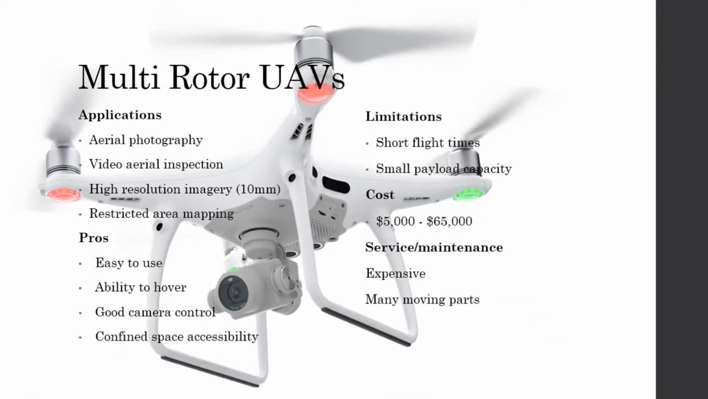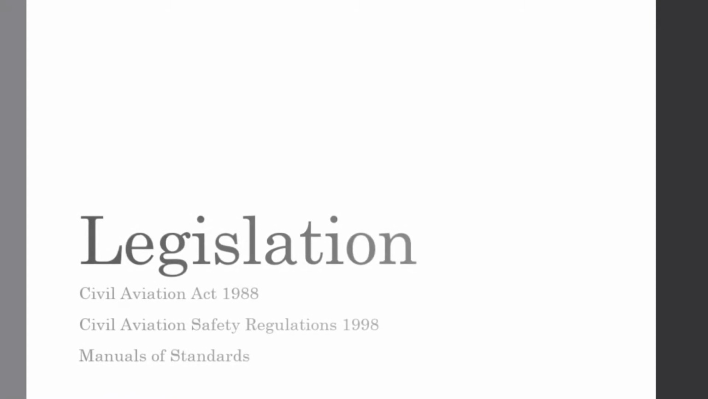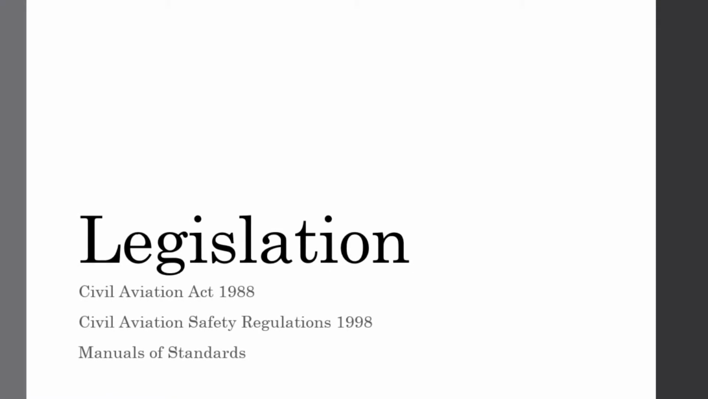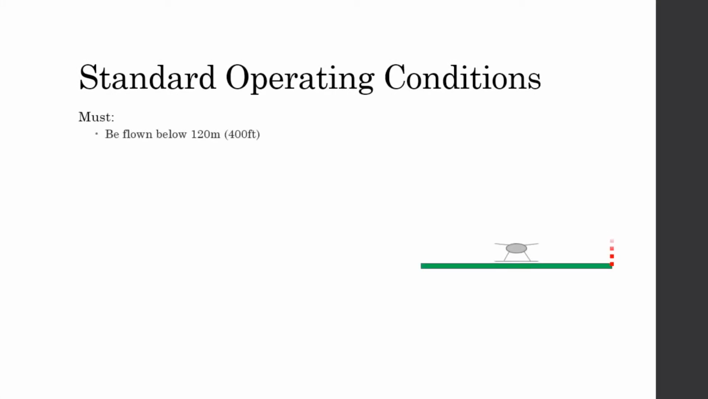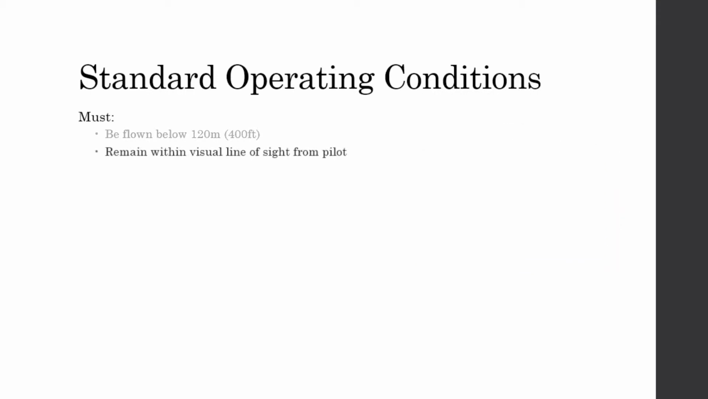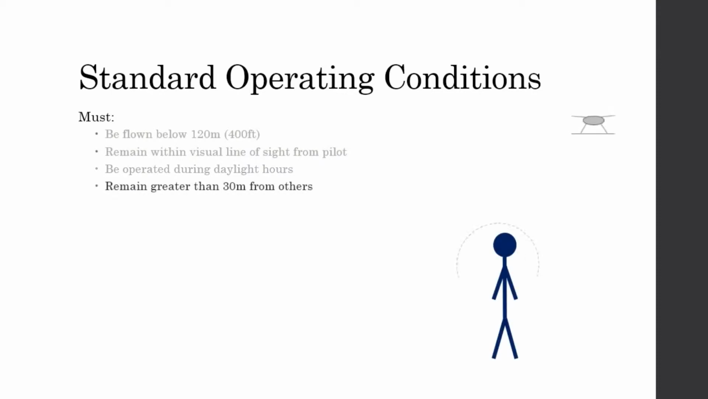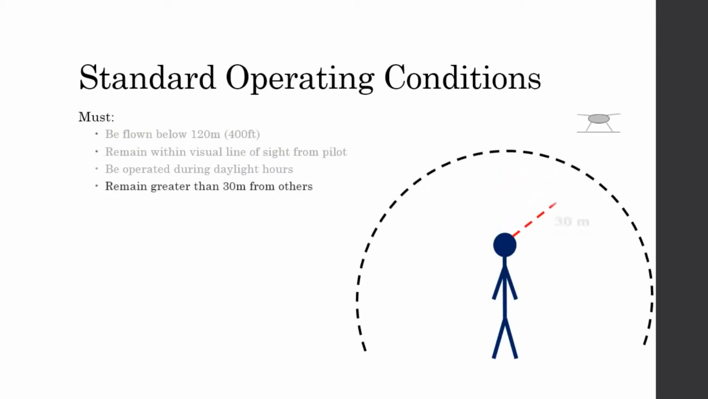The operation of UAVs in Australian airspace is covered by legislation under the Civil Aviation Act, Civil Aviation Safety Regulations, and the Manuals of Standards. All UAV flights must comply with the standard operating conditions. These are: all drones must be flown below 120 meters, must remain within visual line of sight from the pilot, must be operated during daylight hours, must remain greater than 30 meters from anyone not associated with the flight of the UAV, and must comply with the restricted and prohibited airspace.